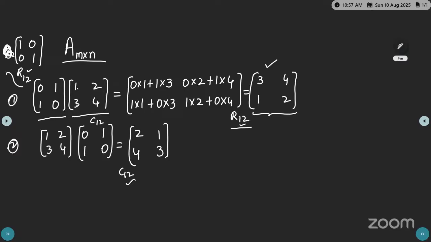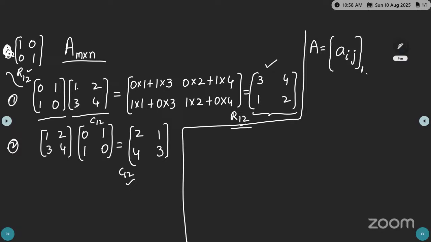Find the rank of the matrix A equals Aij of order n by n, where 1 less than or equal to i, j less than or equal to n, and n greater than or equal to 3, and Aij is equal to i into j.